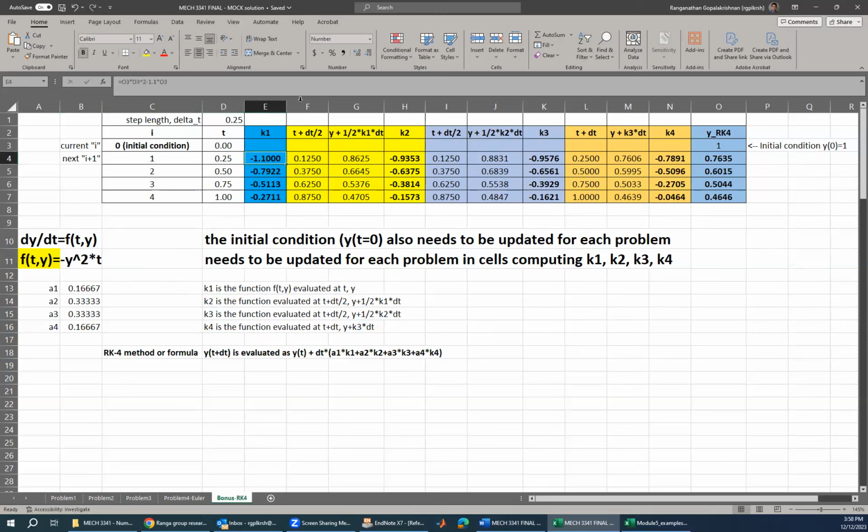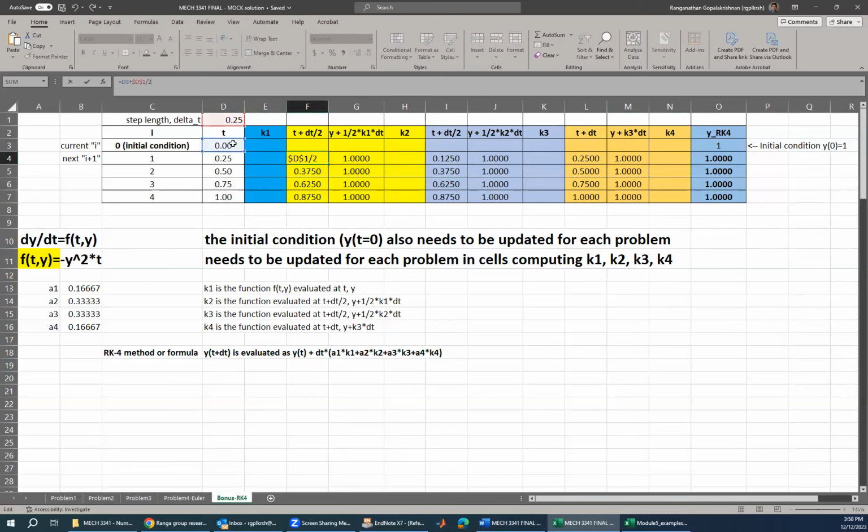So if I go to k1, this is of course programmed for a different problem, so all this is going to be wrong. That's why I'm going to delete this and start over. So what do I have here? This is t plus delta t, where t means the current time. So this is the current time plus the step length, delta t divided by 2. So 0 plus 0.25 divided by 2, which is 0.125. Okay, so you can see that in this cell F4.